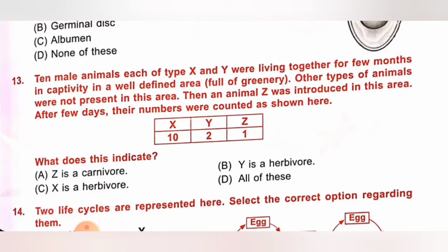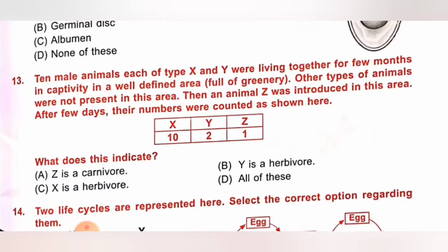So from the given statement, X and Y were living together for a few months in an area full of greenery. That means X and Y are herbivores which were kept together, and their numbers did not change because they didn't feed on each other. Okay, so Z is a carnivore, because after a few days the Y number is reduced, since Z may feed on Y. That's why after introduction of Z, the number of Y is reduced to 2.